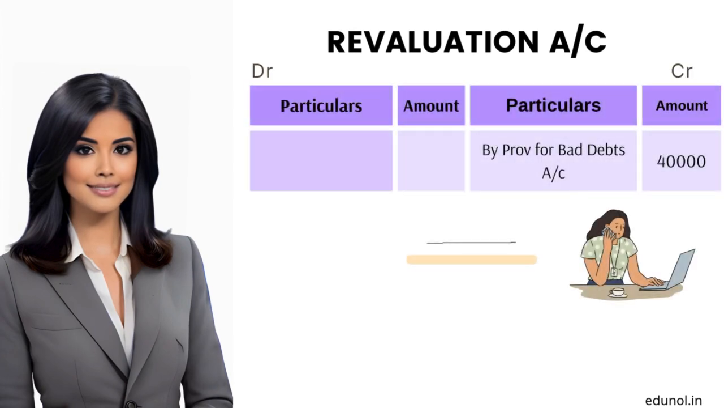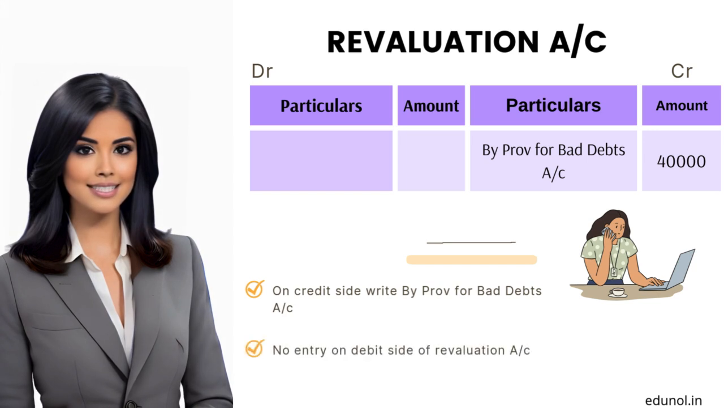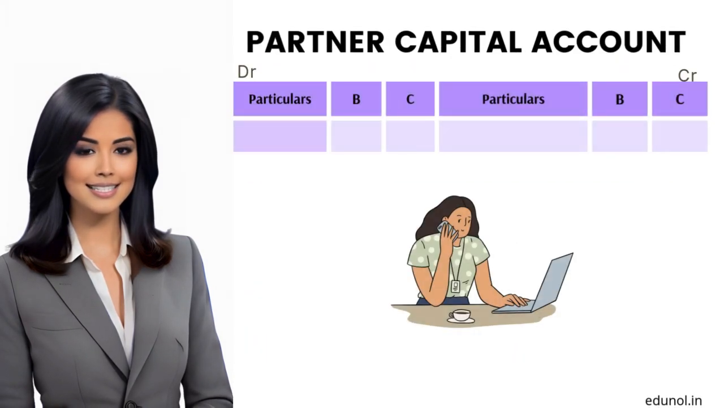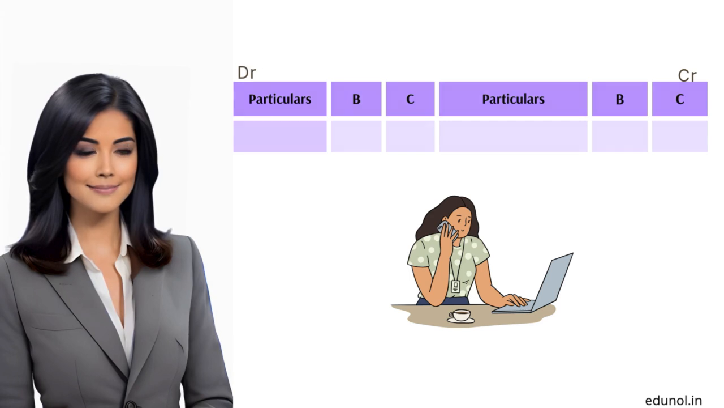Next we will discuss how this adjustment will be shown in revaluation account. Since there is a profit, so it will be shown on credit side of revaluation account. On the credit side of revaluation account we will write, by provision for bad debts. There will be no entry on the debit side of revaluation account. There will be no entry in partner capital account due to this adjustment.